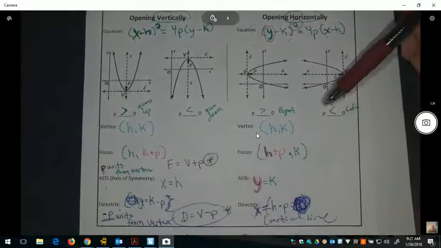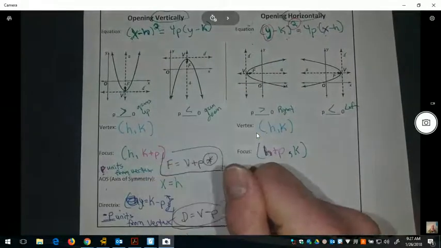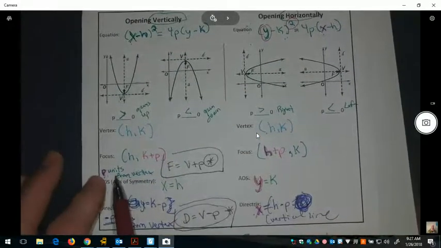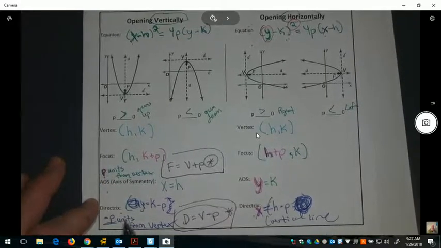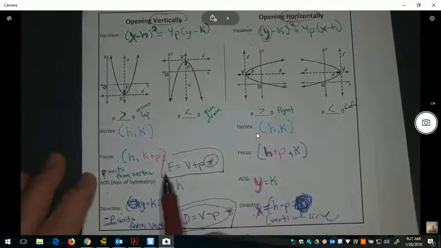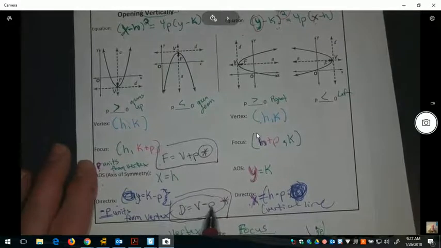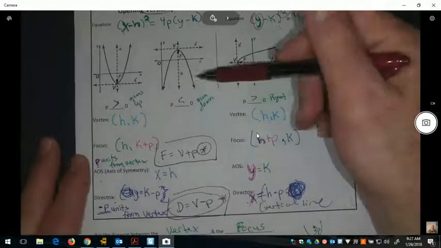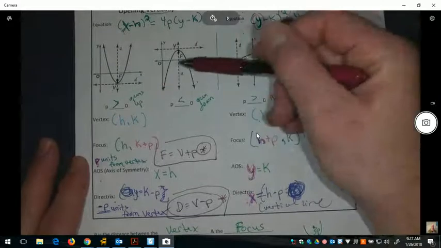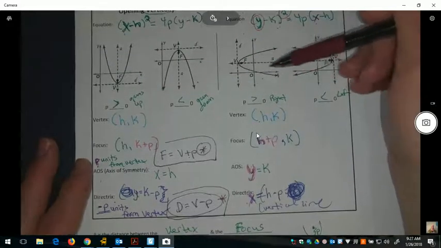So we had this chart on the front page yesterday. We just added two equations to it. We said the focus is P units from the vertex, and the directrix is the opposite of P units from the vertex. Those could be summarized in the following equations. Focus equals vertex plus P, directrix equals vertex minus P. And obviously it only changes one coordinate, either X or Y, depending on which way it opens. So on this, it changes the Y coordinate because it's opening up or down. On this equation, it changes the X coordinate because it's opening left or right.